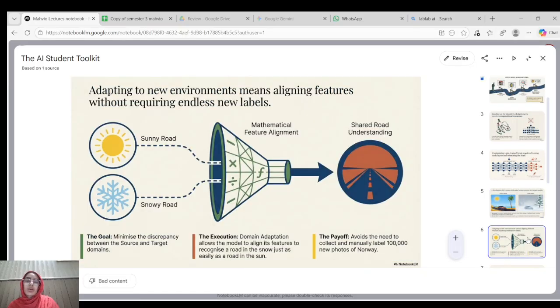So the question is, how do we help the car or the medical model adapt? We use domain adaptation.